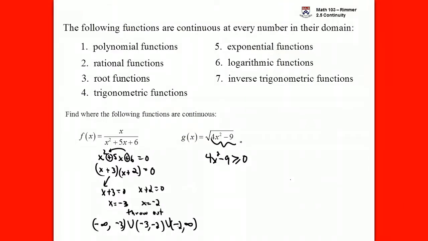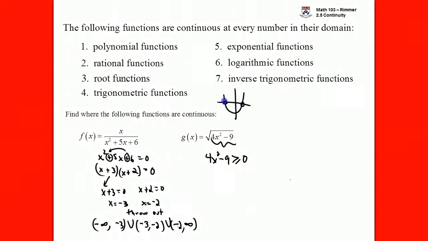But this is not an easy question to solve. You can't just move the 9 over, divide by the 4, and then take a square root. That's okay if it's an equals, but not for an inequality. You can't solve it so easily. And so here's what I recommend. I recommend a visual. So this is a parabola. It opens up just by looking at the first part, 4x squared. The minus 9 is a shift down by 9. And so there's two places where this parabola comes up and hits the x-axis.